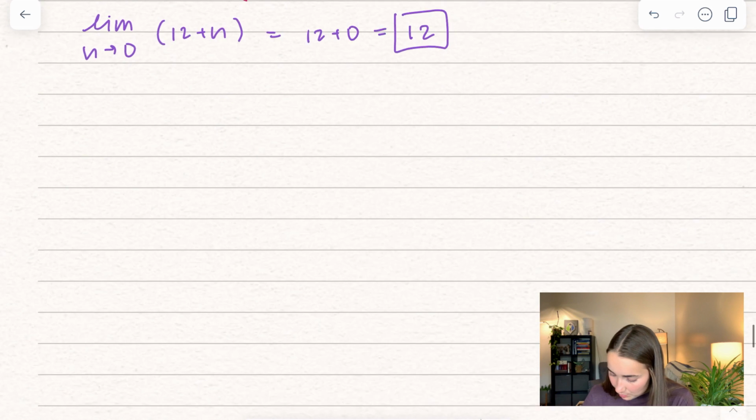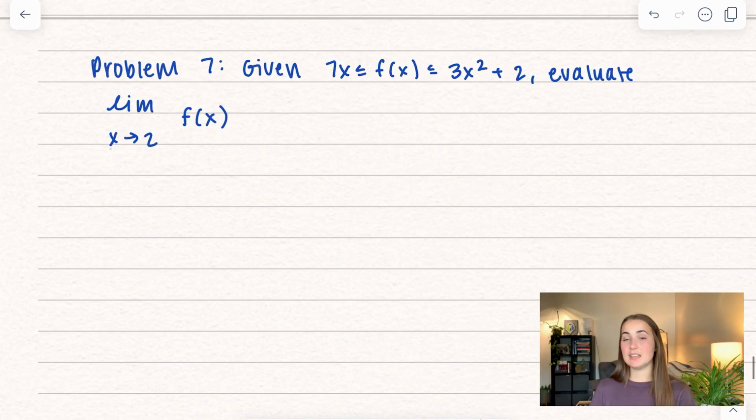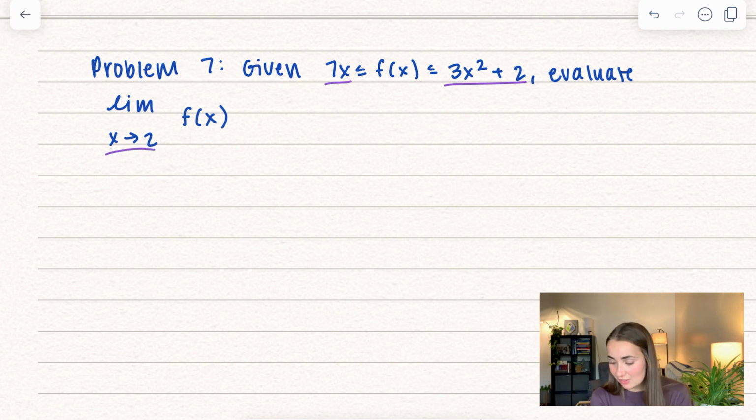We have one more problem, problem 7. So given that our function is bounded below by 7x and bounded above by 3x squared plus 2, we want to evaluate the limit as x approaches 2 of f of x. So we're going to actually use the squeeze theorem. They already gave us the bounds, and I'm going to take the limit of every single part.